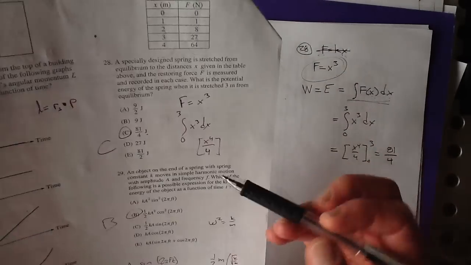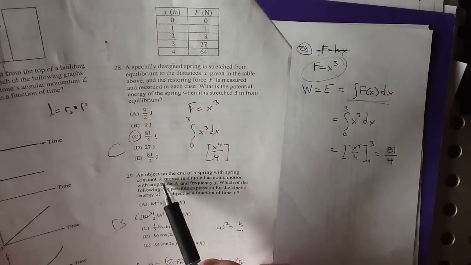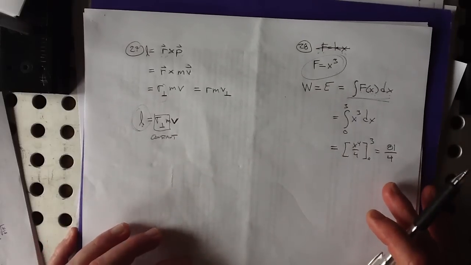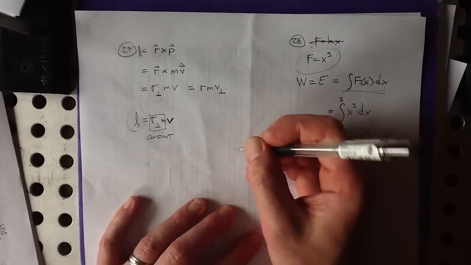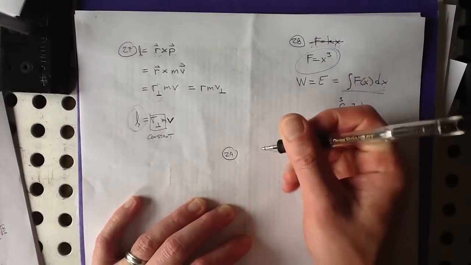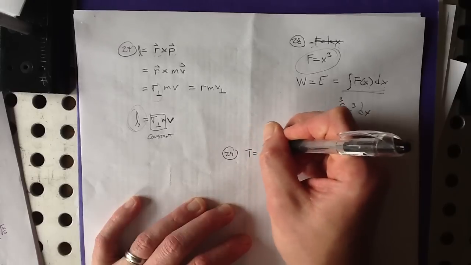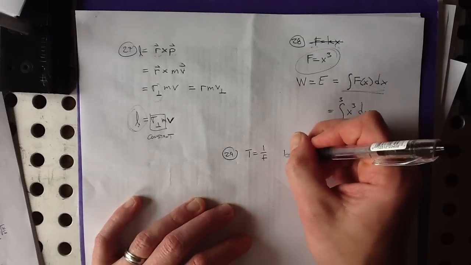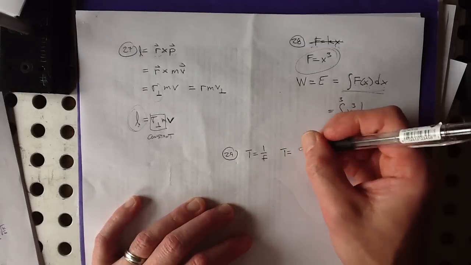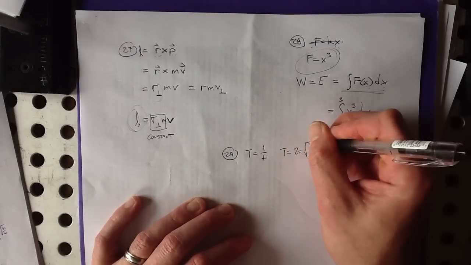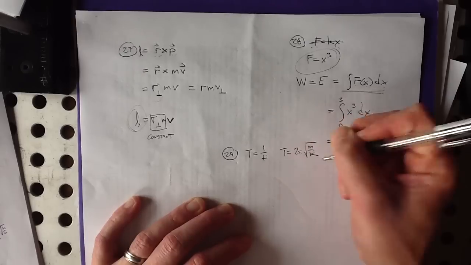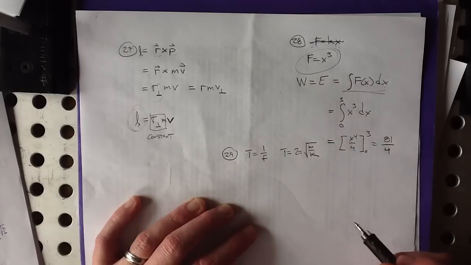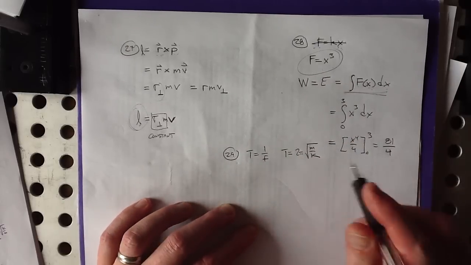An object on the end of a spring with spring constant k moves in simple harmonic motion with amplitude a and frequency f. Period is equal to 1 over f, right? And period is also equal to 2 pi times the square root of m over k. So let's just keep those relationships in mind as we move forward here.